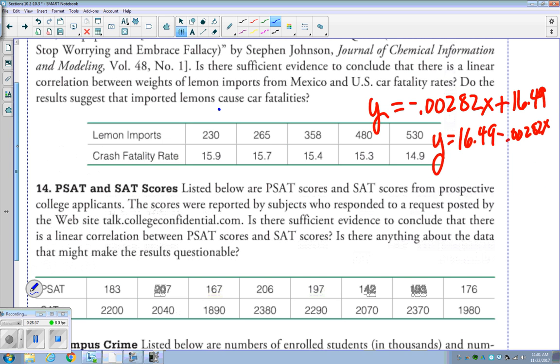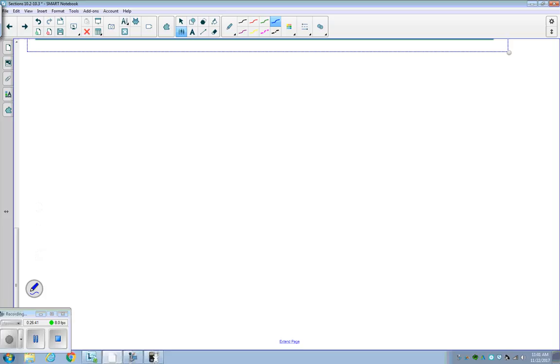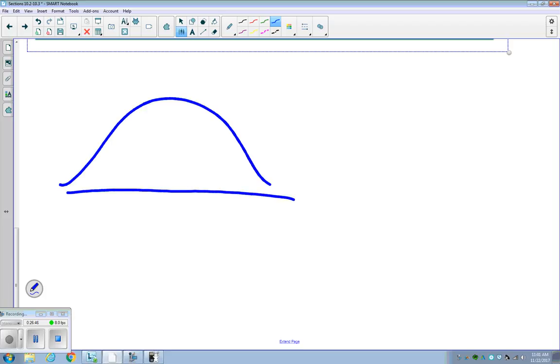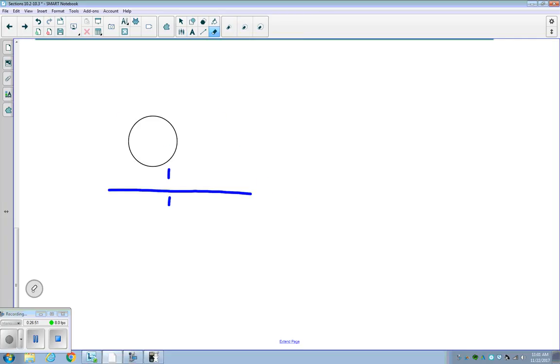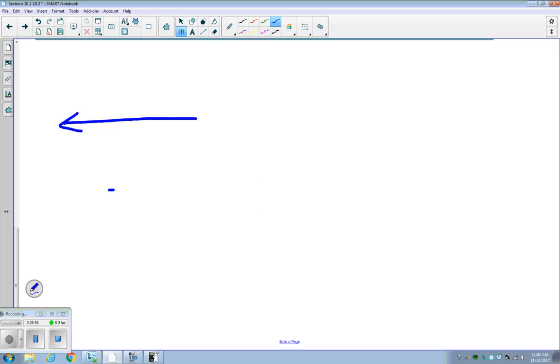I shouldn't even be drawing a curve. Let's just draw a number line. My correlation has to be between -1 and 1. Has to be. 0 is no relationship. -1 is a perfect negative slope. +1 is a perfect positive slope.